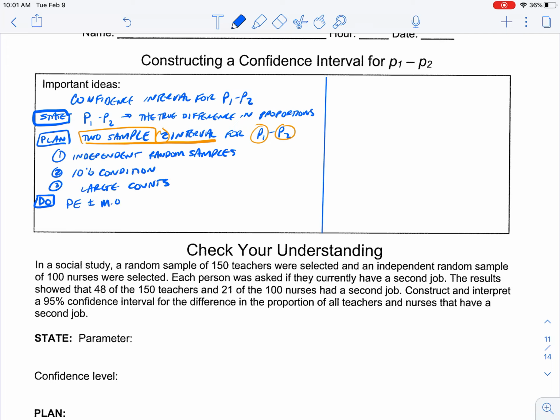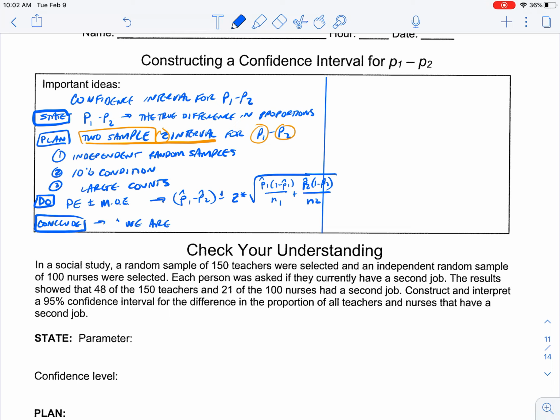And to construct our interval, we write out our general formula, our point estimate plus or minus our margin of error. And our specific formula for that is P hat 1 minus P hat 2 plus or minus our Z star times our standard error, which is the square root of P hat 1 times 1 minus P hat 1 over N1 plus P hat 2 times 1 minus P hat 2 over N2.